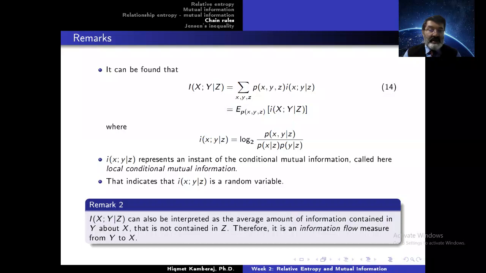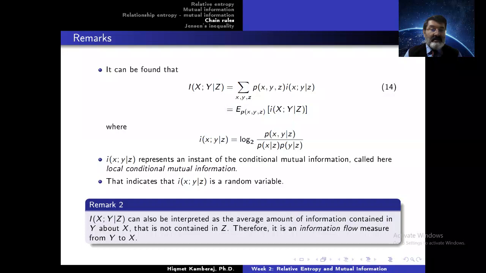And moreover, we arrive at remark number 2, that the big I, which is the mutual information between x and y given z, can be interpreted as the average amount of information contained in y about x that is not contained in z. Therefore, it is an information flow measure from y to x. This is a very important quantity for measuring information flow, not just about discrete random variables, but also about random processes.